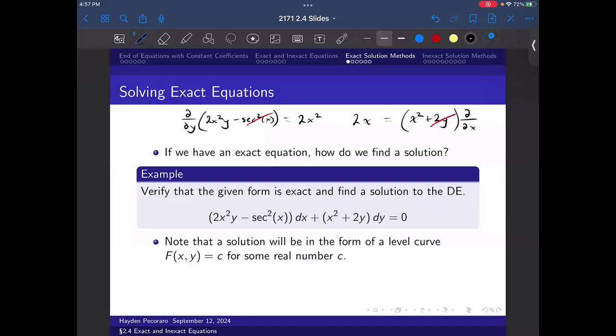Let's think for a second. What did I do wrong? Oh, my bad. That 2 wasn't supposed to be there. All right. So there we go. Now it's exact. Okay. So this is exact, and we want a solution in the form of some function of 2 variables set equal to a number.